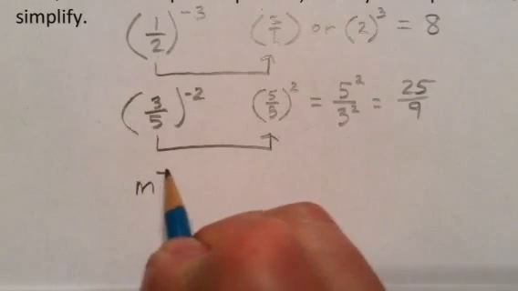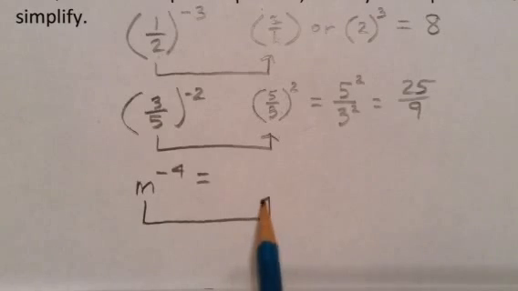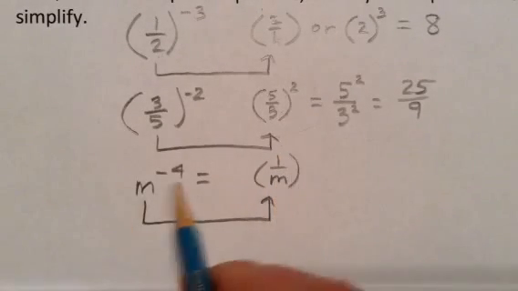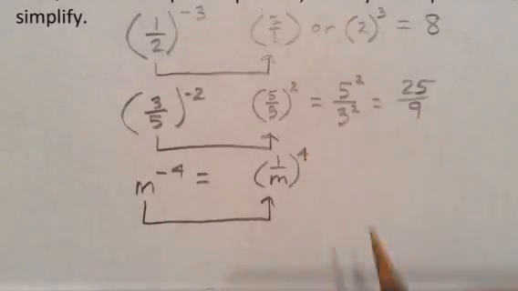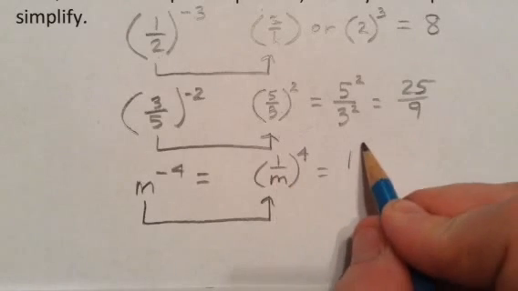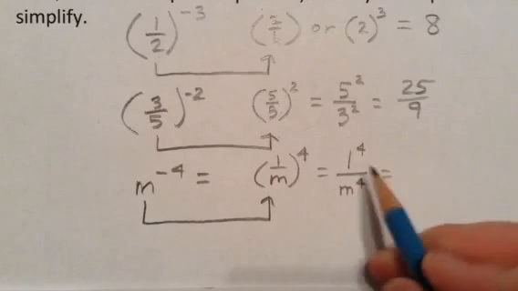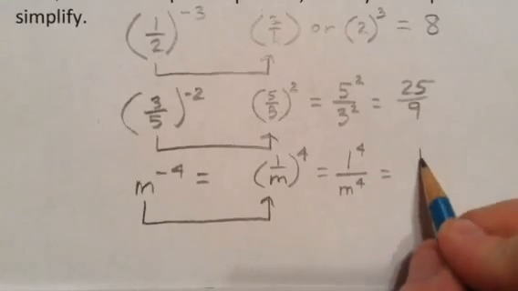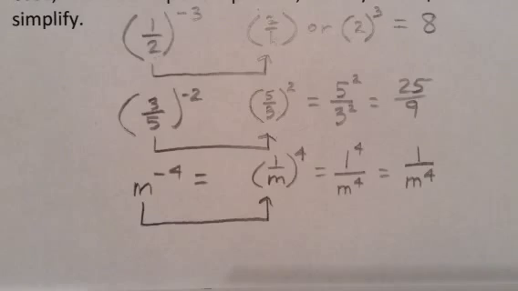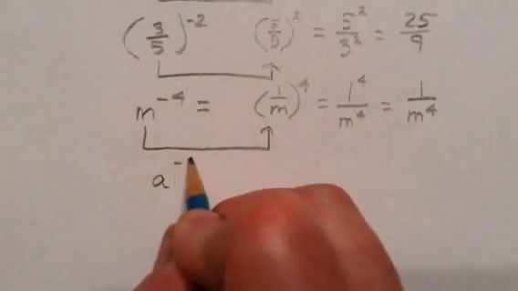All right, we have this. Well, what's the reciprocal of m? It's 1 over m. And when we do that, our exponent becomes positive. And we're going to do the same thing as we did in the previous problem. The numerator gets the exponent of 4, and the denominator gets the exponent of 4. 1 times 1 times 1 times 1 is 1. And we'll write that over m to the 4th power, and we're good.